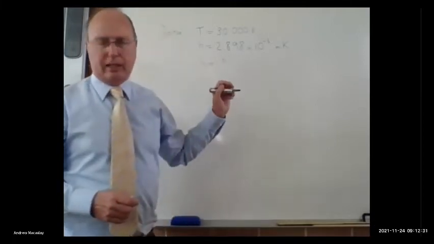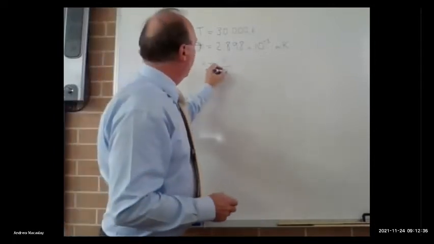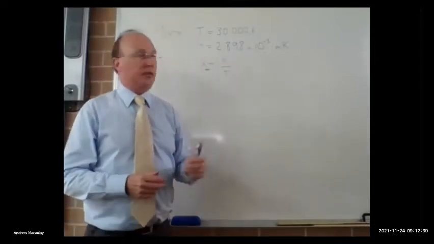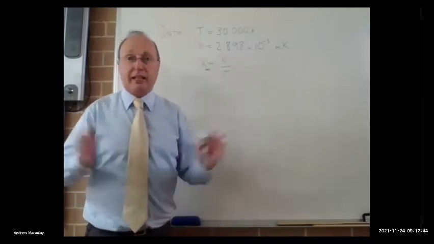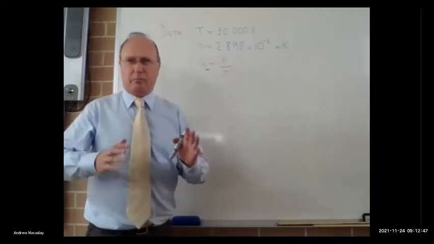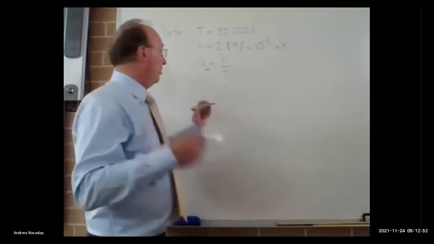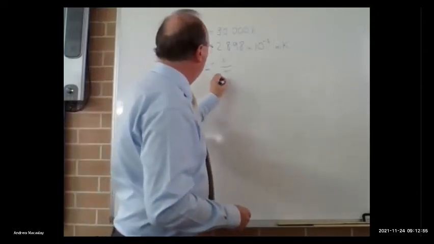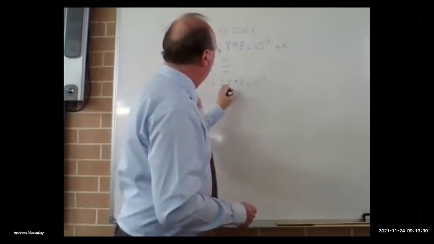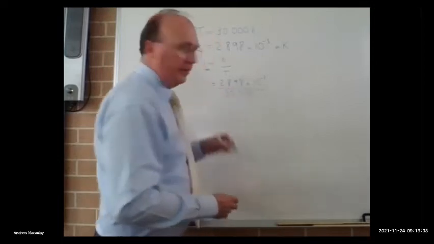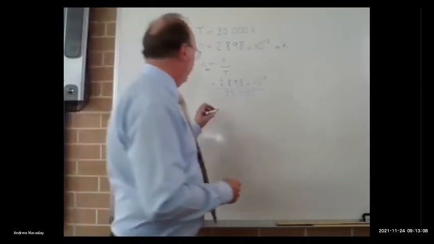Lambda, now remember this is lambda max, is b over T. That's Wien's law, and that's a very useful one to find the surface temperature of the sun or of any star, or in fact anything that's a black body radiation and glows. It tells us the surface temperature, which is very useful. So we just substitute: 2.898 times 10 to the negative 3 over 30,000. Put that in the calculator, and you should get something like 9.66 times 10 to the negative 8.